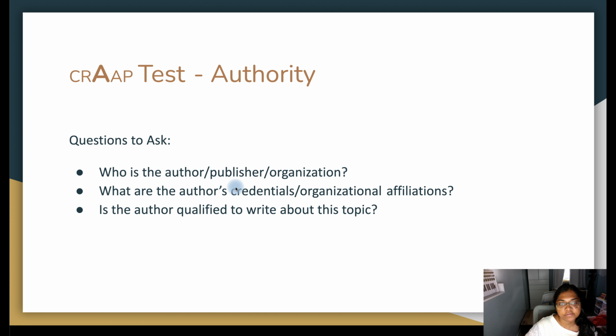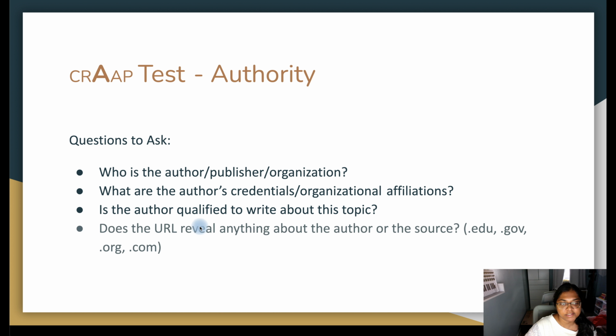Next, is the author qualified to write about a topic that's related to what I just discussed? And then finally, does the URL reveal anything about the author or the source? So if it's a .edu, a .gov, a .org, or a .com. Now, typically, .edu sources are the most trustworthy because you have people who will review this information, do a peer review before it's published on their website or published in the journal. And so because we have that peer review process, we can more than likely trust .edu sources.